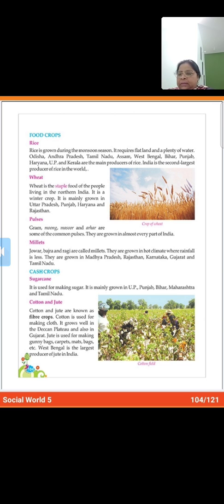Okay, and then comes cotton and jute. Cotton and jute are known as fiber crops. Cotton is used for making cloth. It grows well in the Deccan Plateau and also in Gujarat. Jute is used for making gunny bags, carpets, mats, bags, etc. West Bengal is the largest producer of jute in India. Now, cotton and jute are grown in Deccan Plateau and Gujarat, and West Bengal is the largest producer of jute.